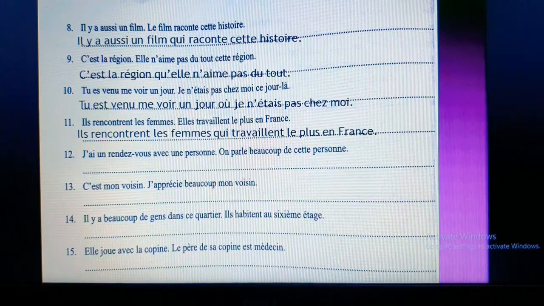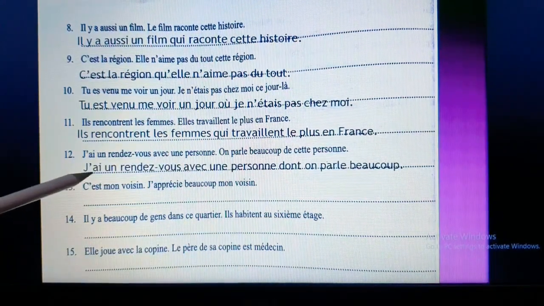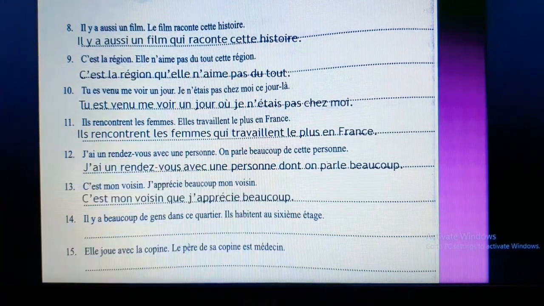Okay, j'ai un rendez-vous avec une personne. On parle beaucoup de cette personne. So, de cette personne will be replaced by dont. Very good. J'ai un rendez-vous avec une personne dont on parlait beaucoup. Whom one is talking a lot about. Okay. So, c'est mon voisin.